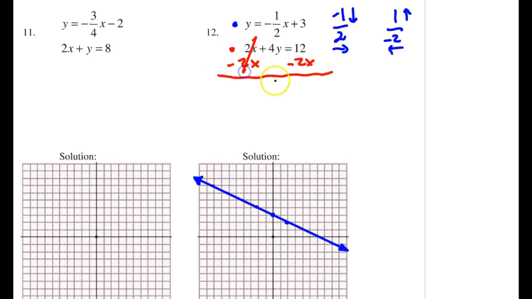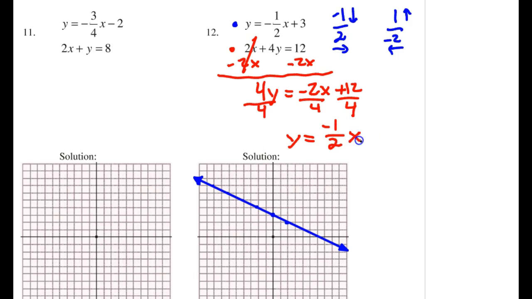If you go ahead and graph this, you end up with 4y equals negative 2x plus 12. And when you divide everything by 4, y equals, I reduce 2 over 4 to 1 over 2, negative x. Add 3 to that. That's 12 divided by 4 is 3. And you'll notice right here that these are the exact same equations. Right? It's the exact same line.